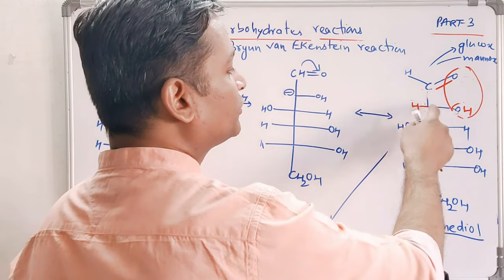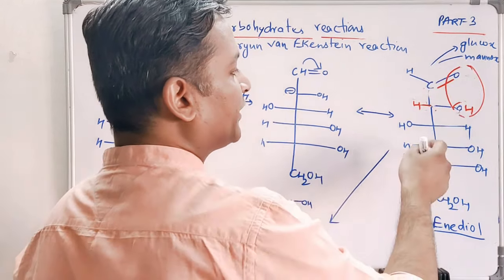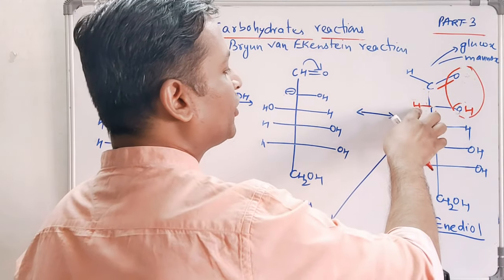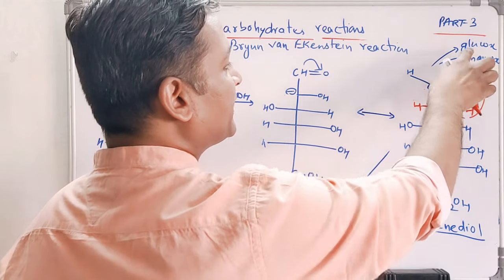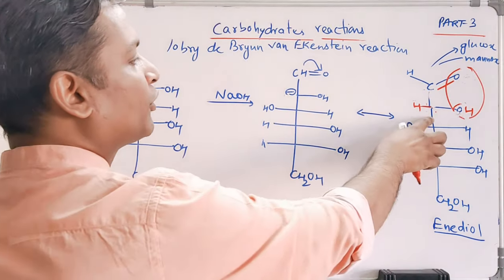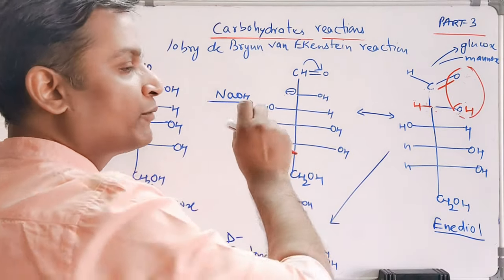So this is glucose, HOH. Glucose can be obtained through this. If the attack of H is from the back side, we obtain OHH, that is mannose. So we can get glucose, mannose, and fructose through this important ene-diol intermediate. This is a very important reaction.